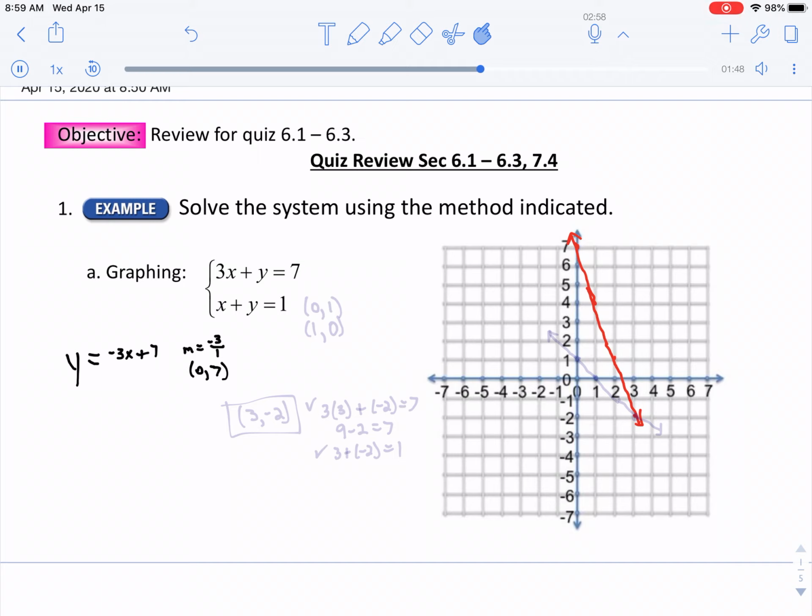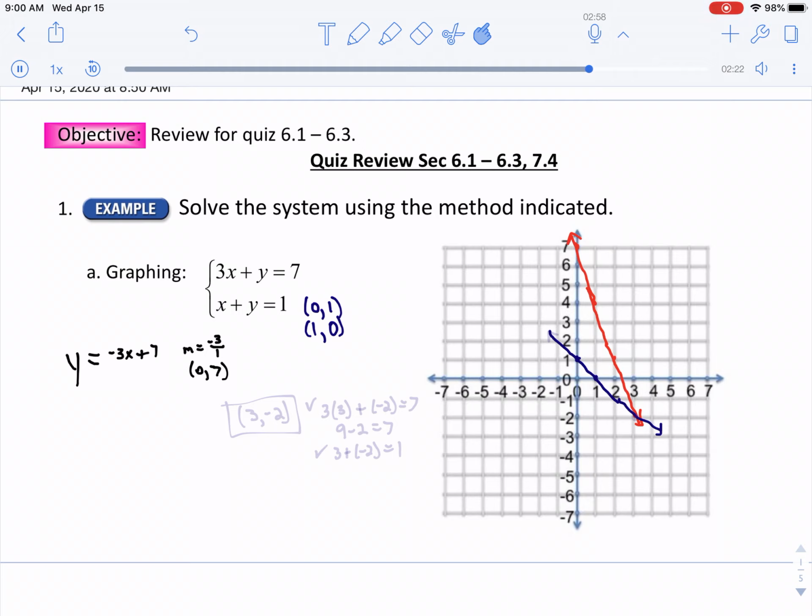All right, for the second line, I'm going to use the cover-up method. So for the cover-up method, if I cover up the x, that makes the x a 0, and that means y equals 1. And if I cover up the y, that makes the y 0, which means the x will be 1. So my 2 points are (0, 1) and (1, 0). That's this line, and again, I'm going to graph it pretty accurately because I'm trying to find where these two lines intersect.